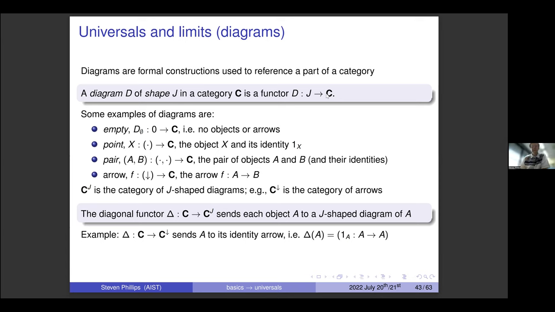So a couple of examples. A simple example, which is probably easier to apprehend than the empty one, is just a point. The shape category J just consists of a single object and therefore must have a single identity arrow. And all it does is pick out a particular object and its identity arrow in the target category C. So, for example, in fact, we've already seen something similar to that in terms of the constant.